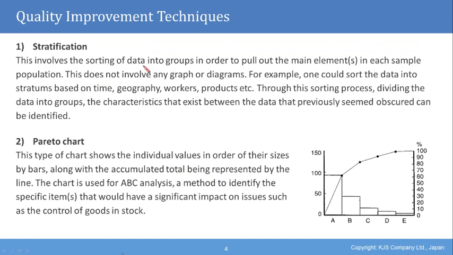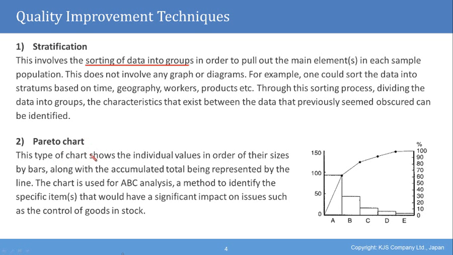Stratification involves the sorting of data into groups in order to bring out the main elements in each sample population. So this is all about sorting data. Since it's about sorting data, it doesn't involve any graphs or diagrams. For example, one could sort the data into strata based on time, geography, workers, or products, etc. Through this sorting process, dividing the data into groups, the characteristics that exist between the data that previously seemed obscured can be identified.